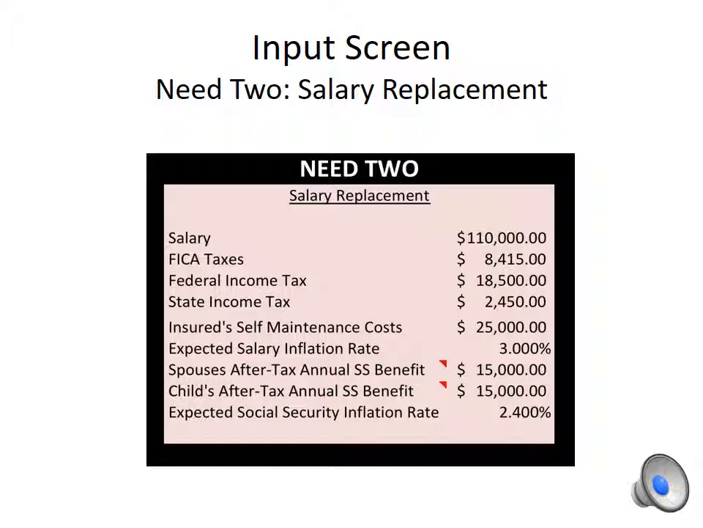As you know, it is likely that her spouse and child will be eligible for Social Security survivor benefits if she dies. If the insured dies today, we are assuming the spouse and child would each receive $15,000 this year after taxes. Finally, we enter our estimate of the Social Security benefit inflation rate. By using 2.4%, we are assuming the Social Security benefits will inflate 2.4% per year.